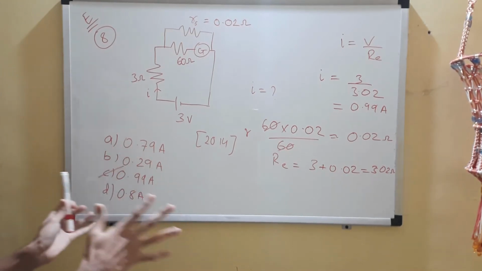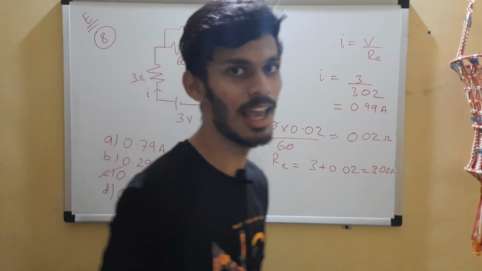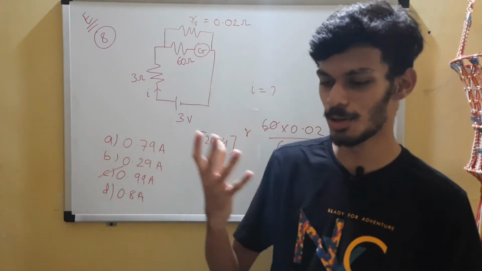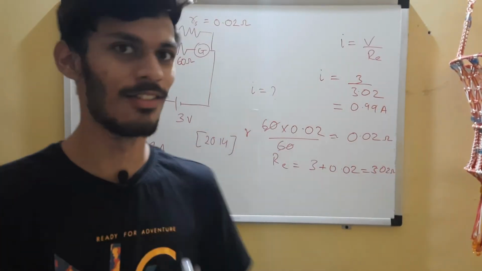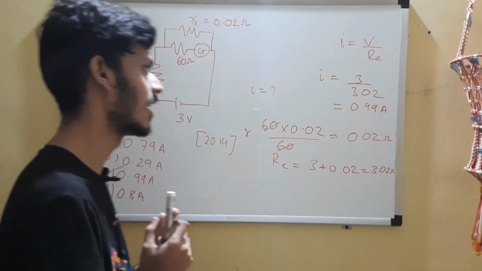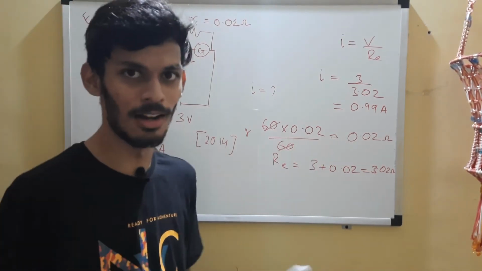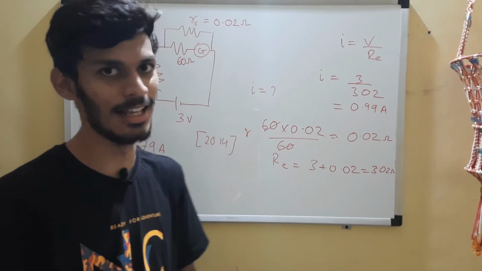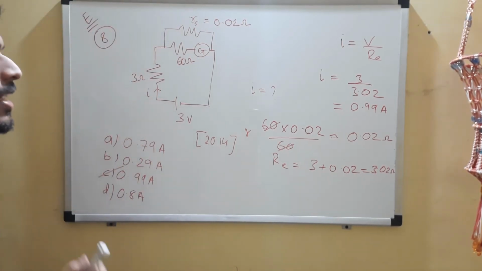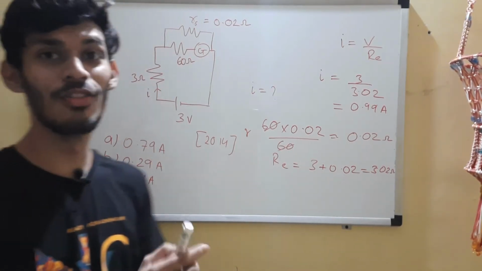I think this is one of your NCERT examples. You can look into your NCERT. I think exact values are used in your NCERT as well, and the same concept is explained there as well. So 0.99 is the correct answer over here. Over to the next question.